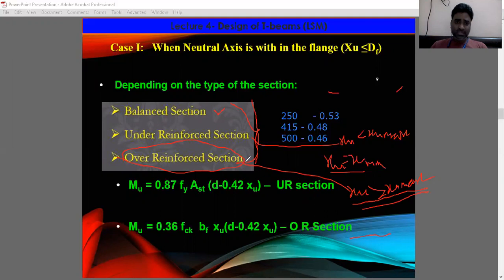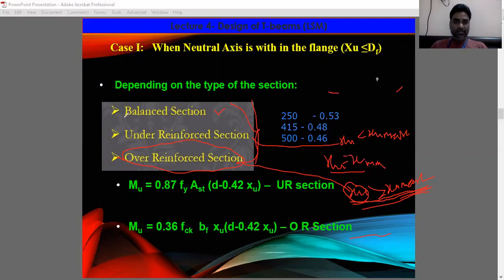Because due to the provision of an over-reinforced section, the failure occurs in concrete. Therefore, it is a sudden failure. So, as per IS 456, we should avoid sudden failures, right? So, if Xu is greater than Xu max, then restrict your actual depth of neutral axis equal to the limiting depth of neutral axis. Then you can find out the moment of resistance.